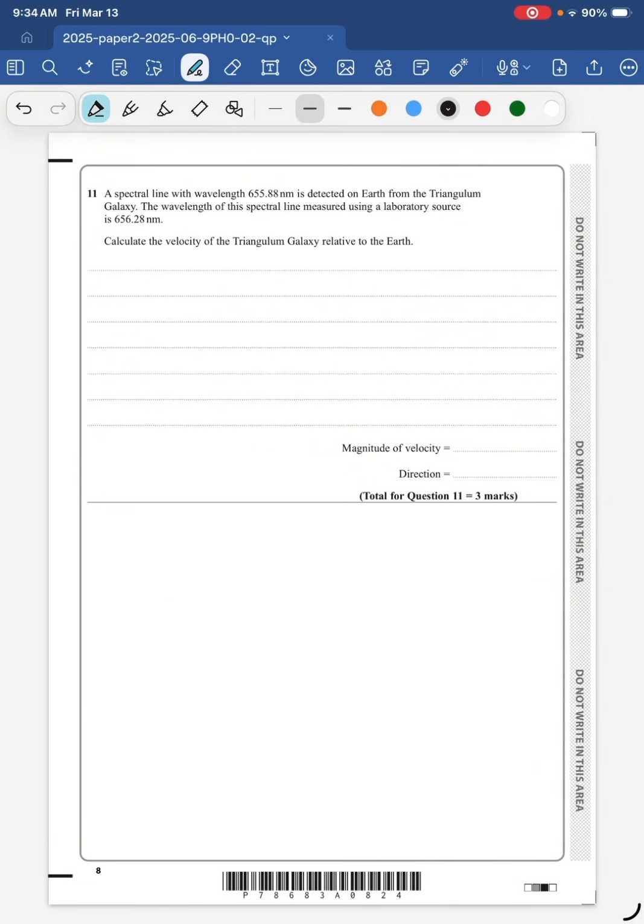Okay, so first of all, observe that the lambda from the Triangulum galaxy is less than lambda as measured in the lab. Therefore, we have a blue shift. So the Triangulum galaxy moves towards Earth.